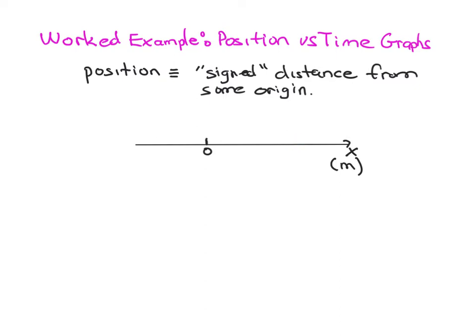So if you had a positive position, we'll put a scale here. This is 1 meter, 2 meters. An object located 1.5 meters to the right of the origin would be located here. And if you have a negative position, you're going to be located somewhere to the left of this origin. So that's what we mean by position.